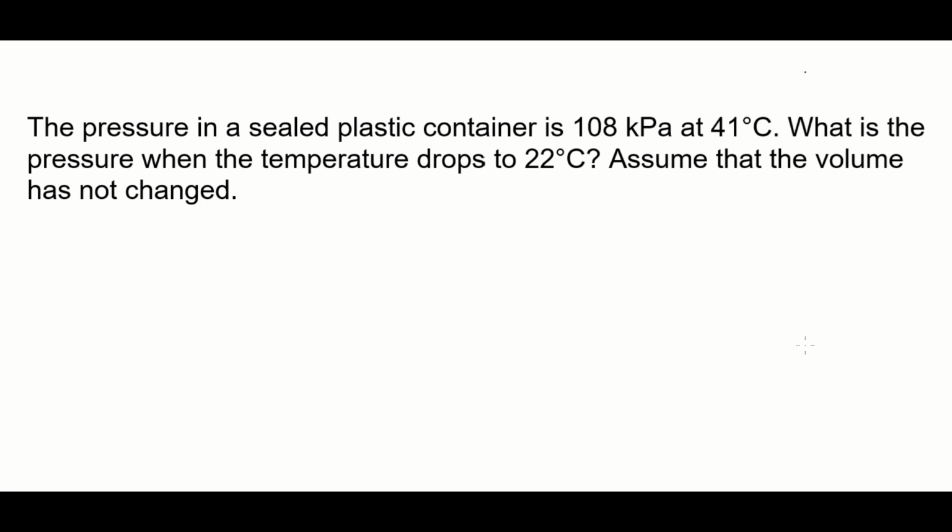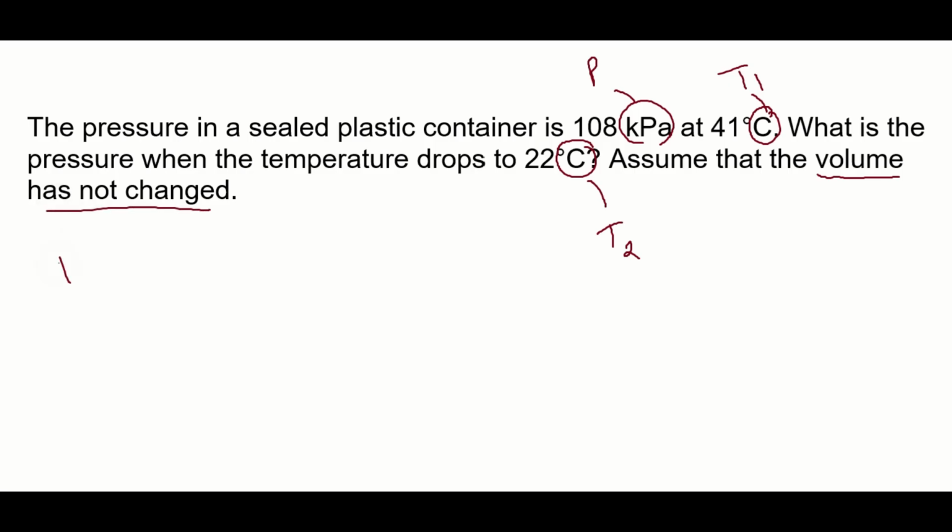Let's use the units to indicate which variables are given. Kilopascals is a measure of pressure. Celsius is a measure of temperature. We have another Celsius, so this is a change in conditions of a gas. So we have T1 and T2, and we're told the volume is constant.